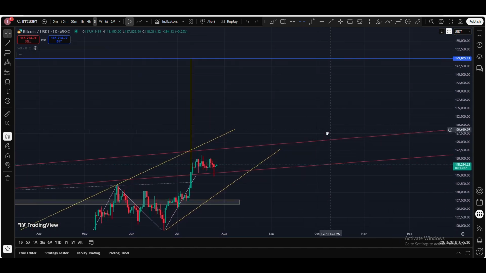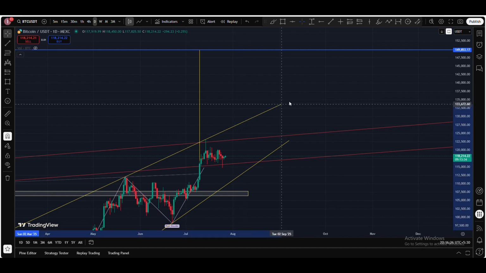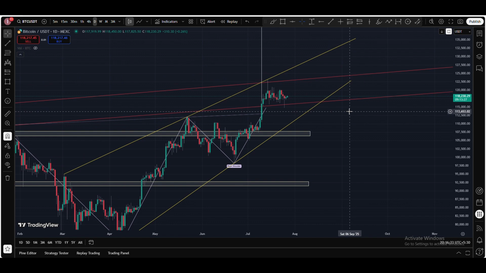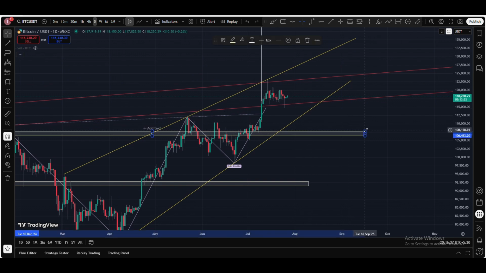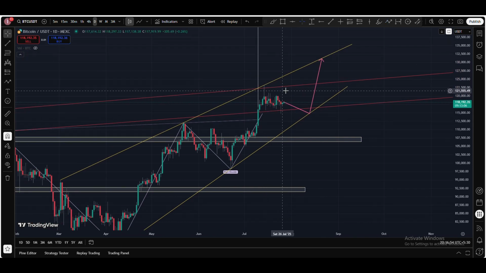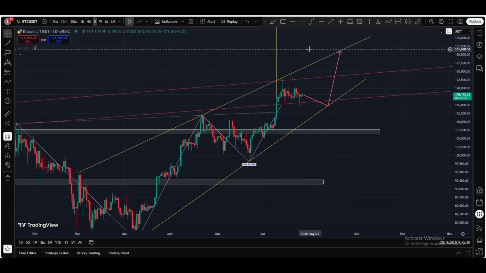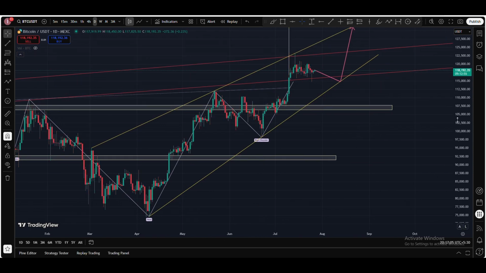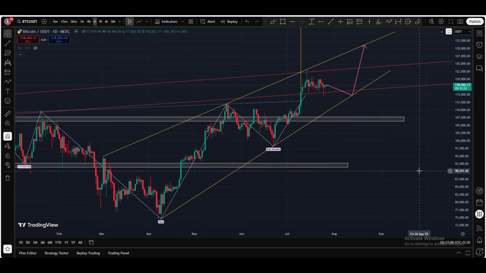You can see a rising wedge pattern. Actually, market is going to move up in the rising wedge pattern. This is my first scenario. Market is going up, and in this area we can mark there is a parallel channel.